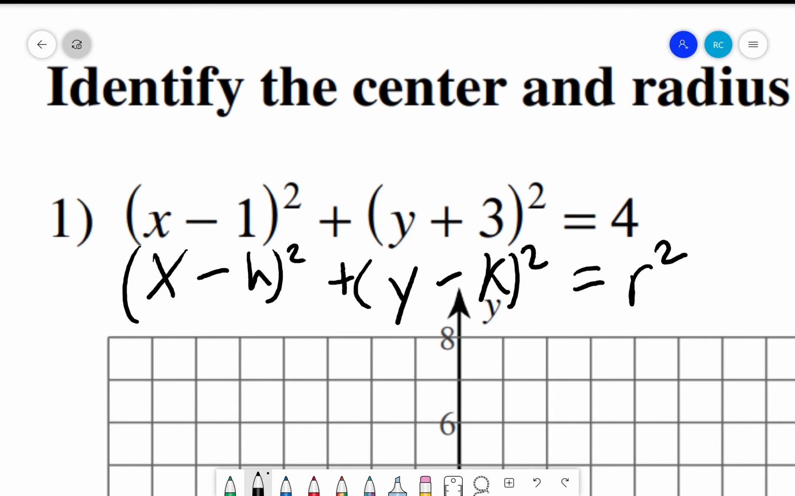So here underneath the problem, I have put down the standard form equation that we just talked about. And hopefully you can see that in this case, h equals 1, not negative 1, positive 1, right? Because this is x minus 1, x minus h, so h is positive 1.